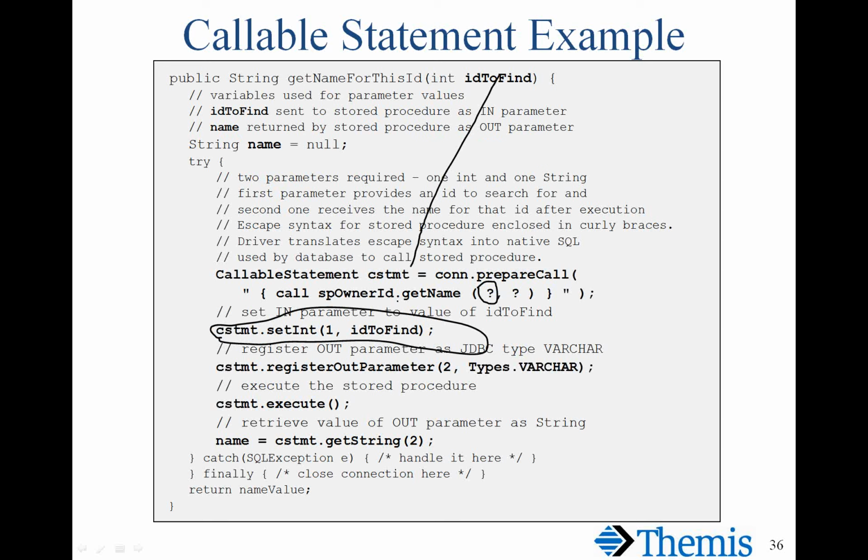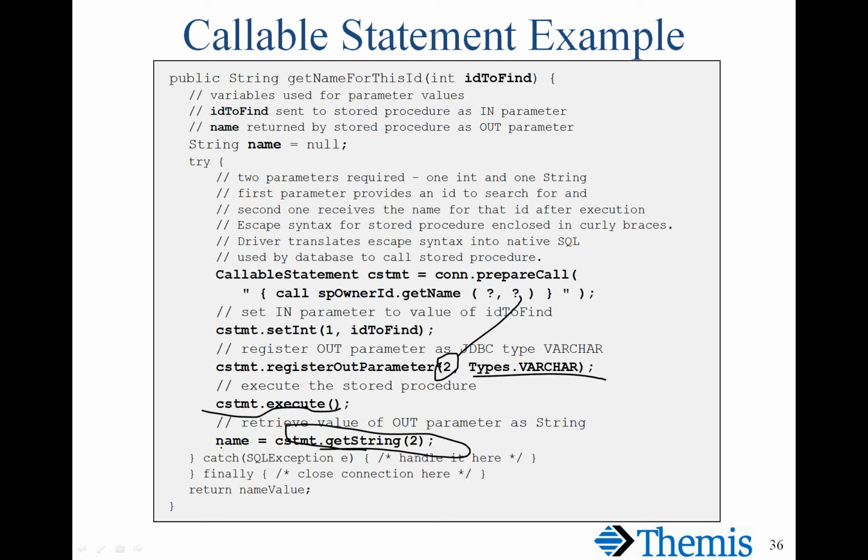And what we do is take the value that was passed in and set the integer value of that parameter. For the second parameter, there is no value yet. We have to register that the second parameter will return a certain type of data, in this case character data. And then after we execute the query, we can go into that second parameter and retrieve the name that was returned by the stored procedure.